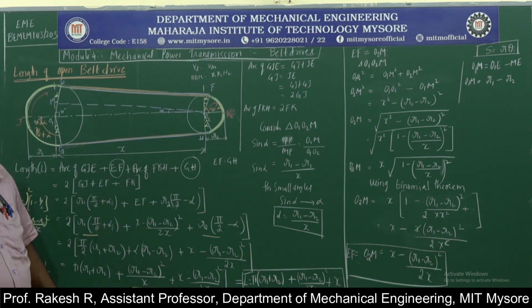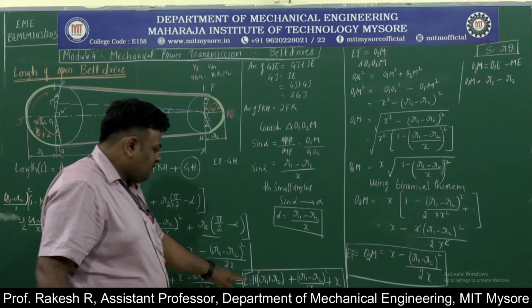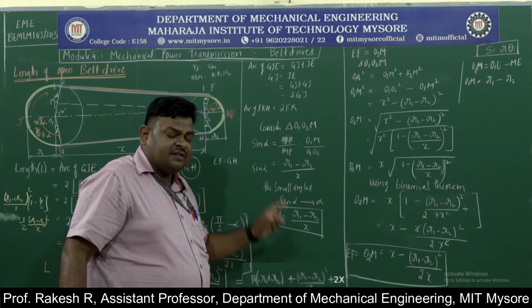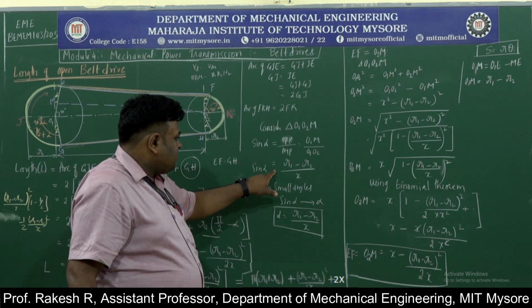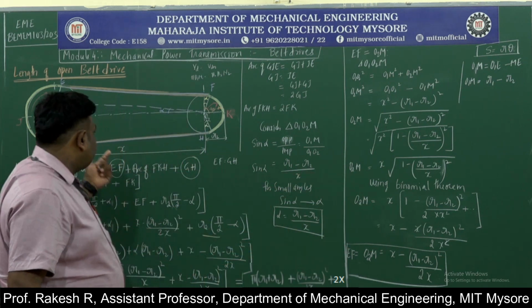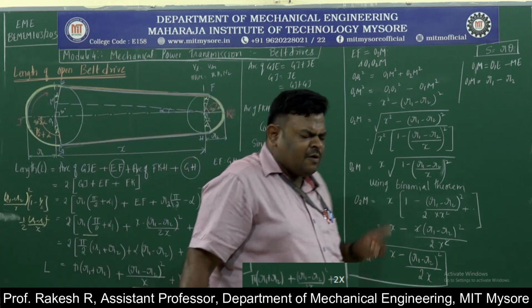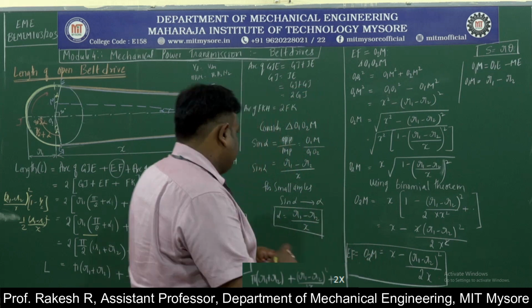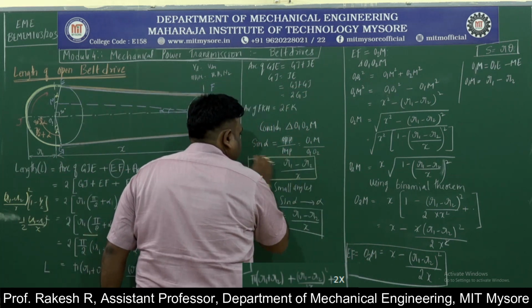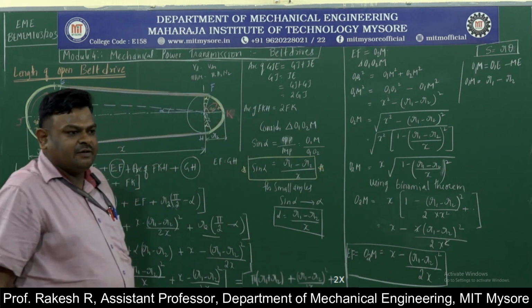This is the equation for length of open belt drive, where it depends upon r1 plus r2, radius of driver, radius of driven, then alpha. Alpha is nothing but r1 minus r2 by x, then x is nothing but center distance of the wheels. This is how open belt drive is derived. Very important you have to remember is sin alpha here. Sin alpha is equal to r1 minus r2 by x.